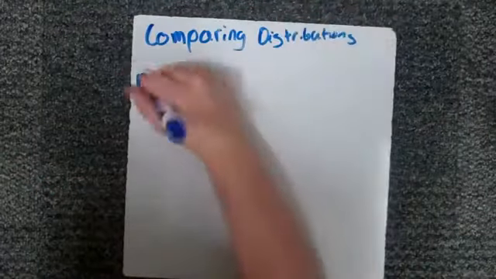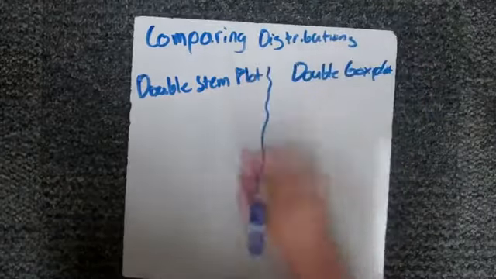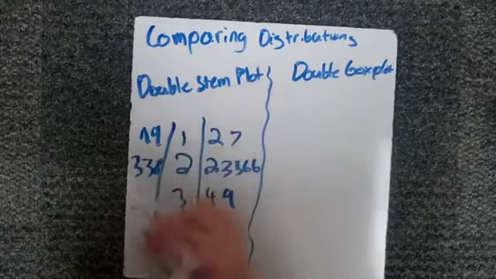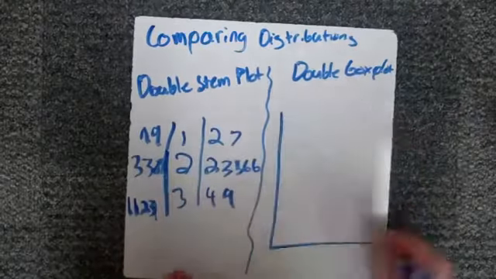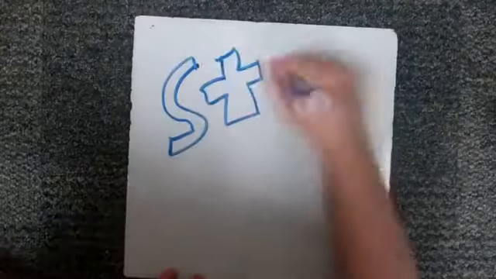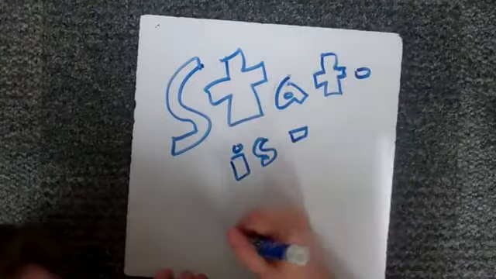Comparing distributions. You can use a double stem plot or a double box plot. A double stem plot is just you've got your stem in the middle and the leaves coming off of both sides, like so. A double box plot is you just put two box plots right on top of each other. Isn't statistics fun?